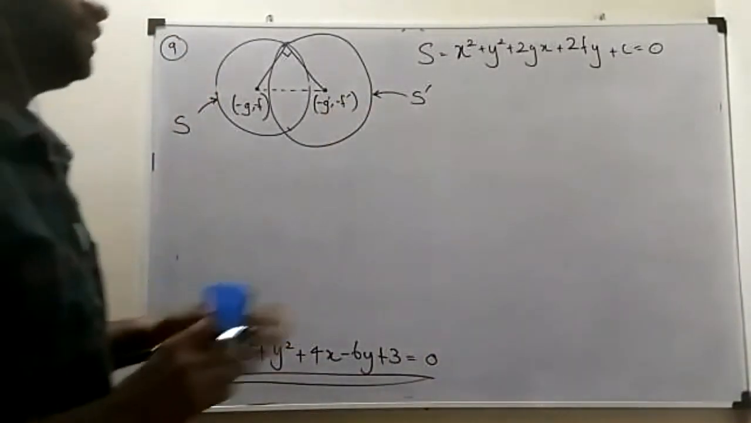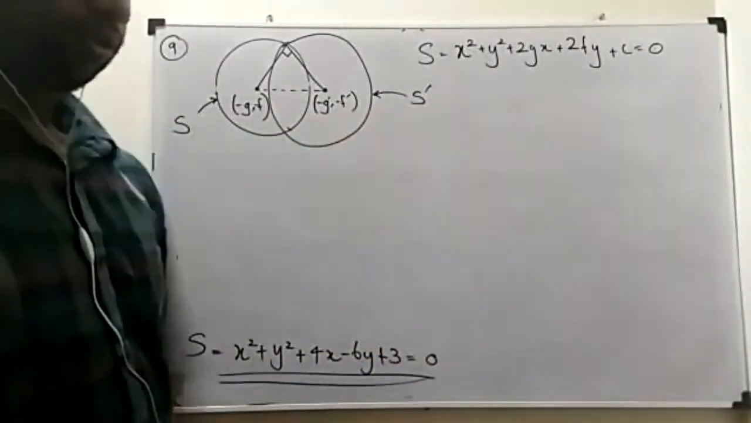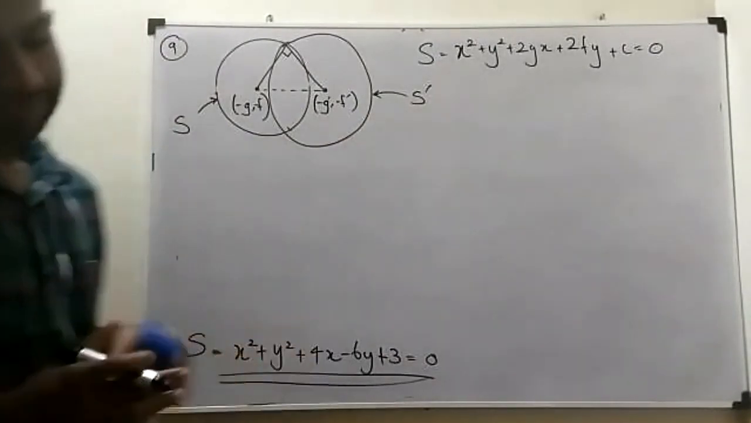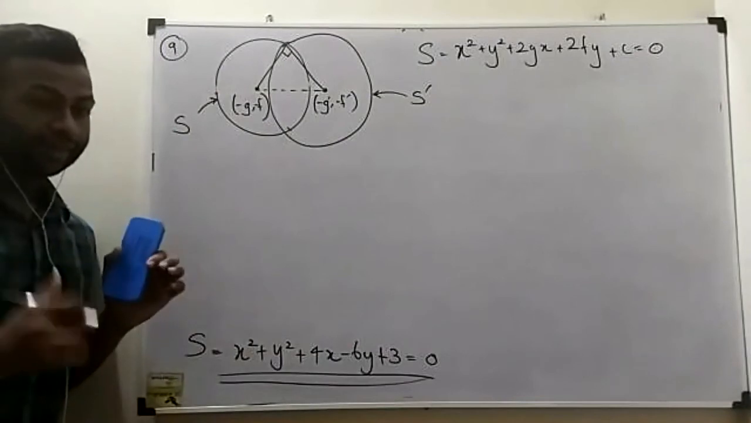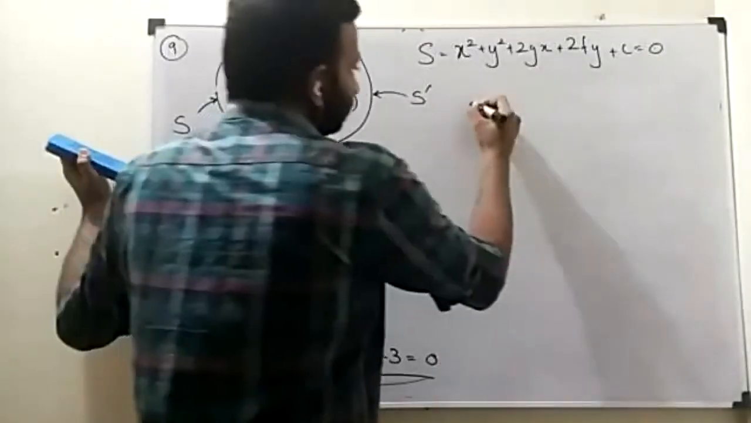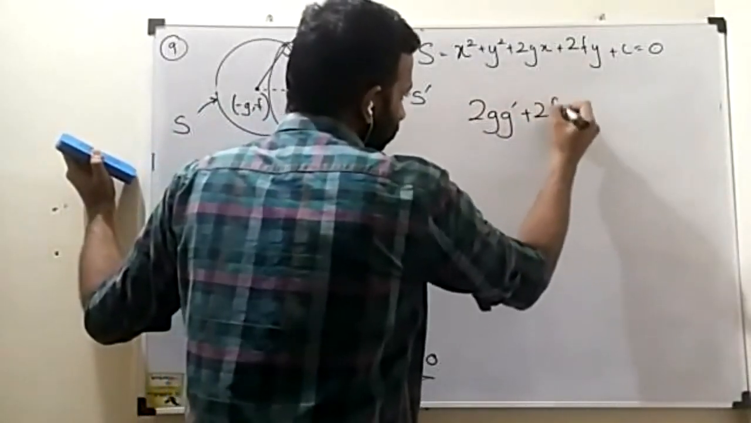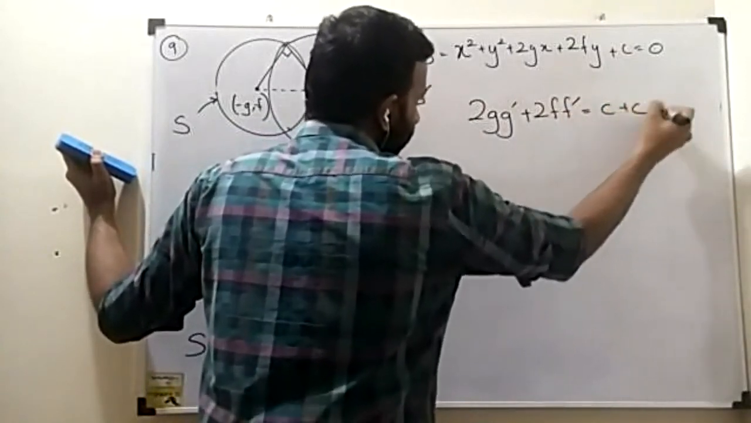So we need to find the equation of this circle, S dash. So we know g, we know f, but we don't know c. So how can we find c? Right? So the first thing we need to do, when they say there is a circle that intersects another circle orthogonally, we need to remember this equation: 2g g dash plus 2f f dash is equal to c plus c dash.